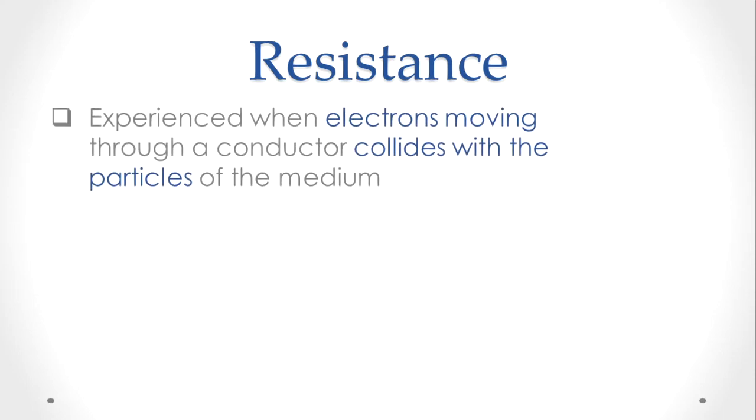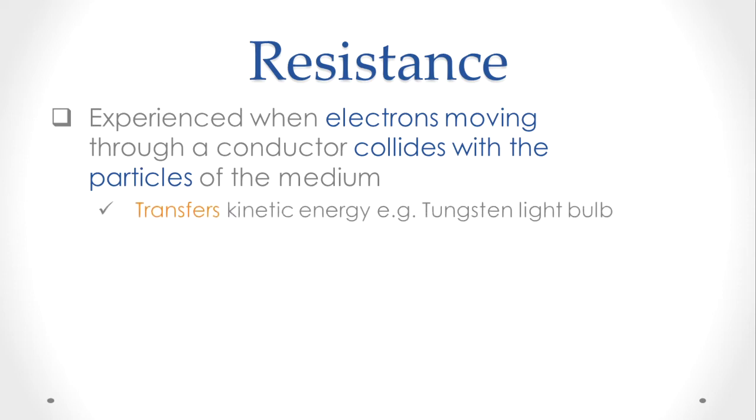Resistance is experienced when electrons moving through a conductor collide with the particles of the medium, so it's quite a physical thing that takes place due to the electrons. There's a whole lot of energy that the electrons obtain from the battery, and as they move through conductors and particularly appliances and resistors, they will collide with each other. And that kinetic energy is converted into different forms of energy.